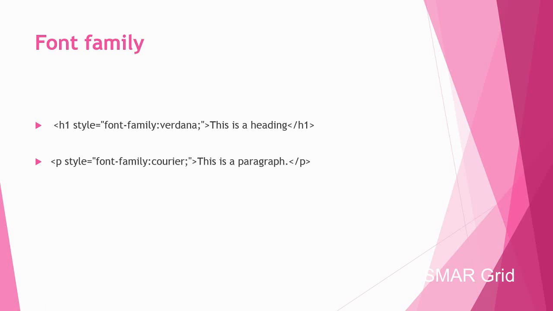Next, this is the font family. You can define the font family name for a particular text, whether a heading or a paragraph. This is an example: h1 with style font-family Verdana, and this is a heading. We have applied the font family to the h1 tag. In the same way, for the paragraph we have applied a font family, where the style is font-family Courier, and this is a paragraph. This is an example where you can define the font family in this format.